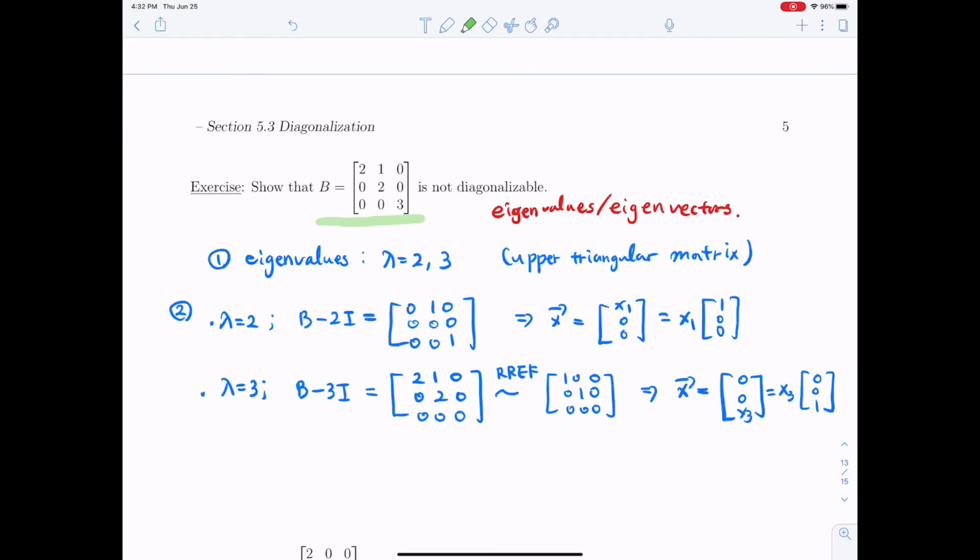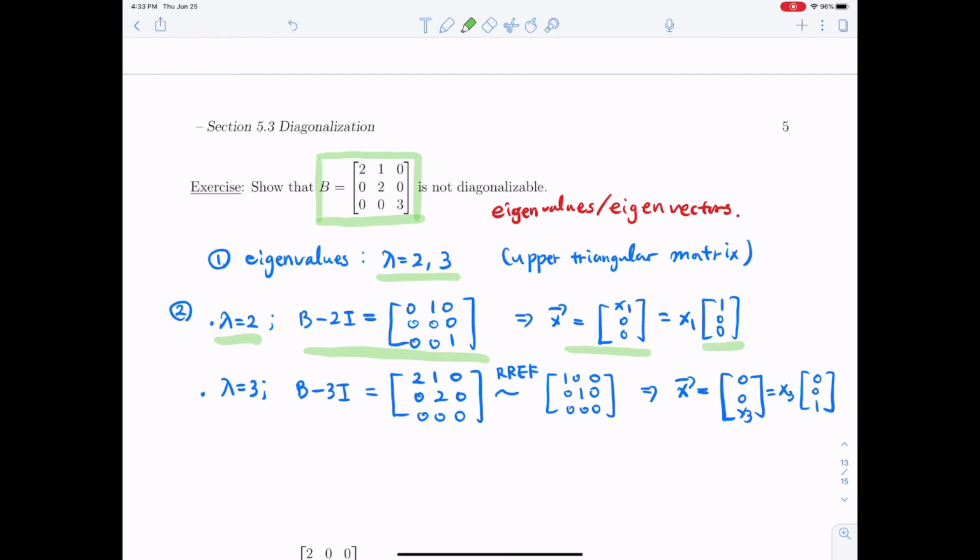Okay, so basically we have B as an upper triangular matrix. So you can certainly tell that the eigenvalues are the main diagonal entries. So lambda should equal 2 and 3. And first of all, when lambda is 2, then B minus 2I equals this matrix. And the null space of this matrix should be (x1, 0, 0), because x2 and x3 are 0, where you get the eigenvector corresponding to lambda equals 2.